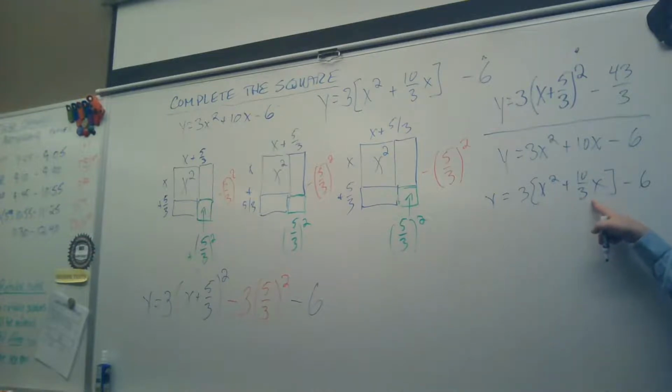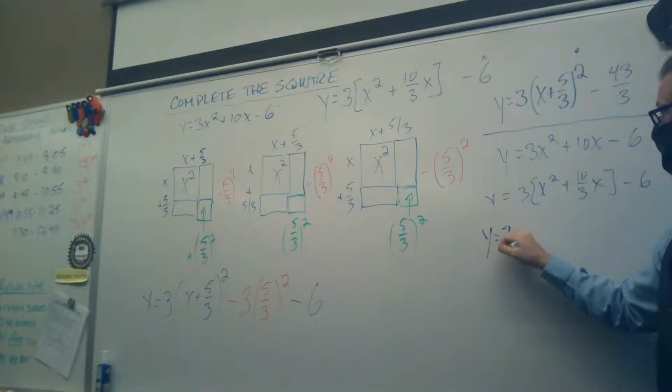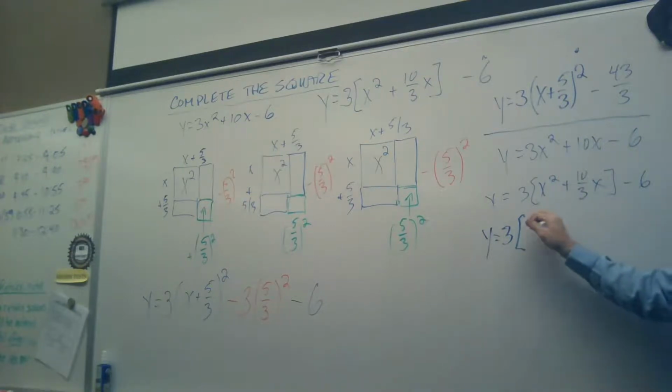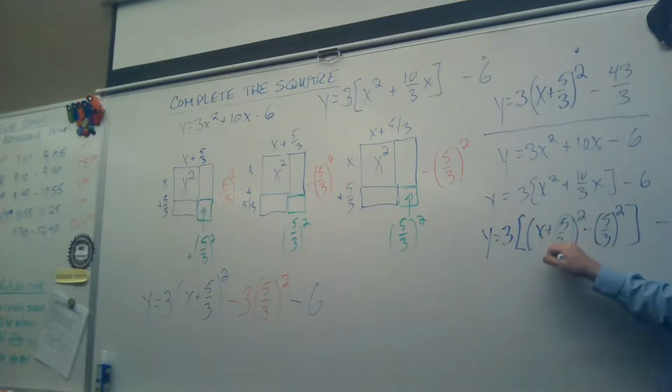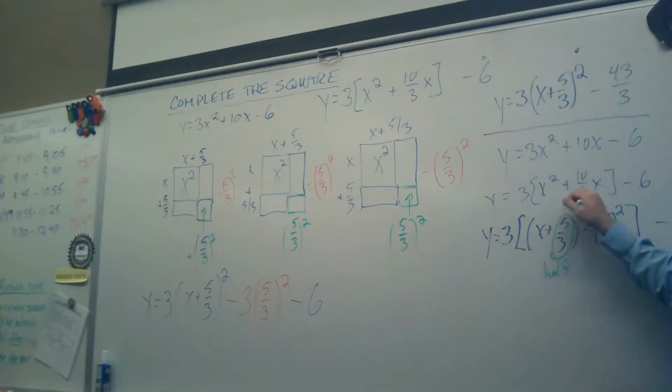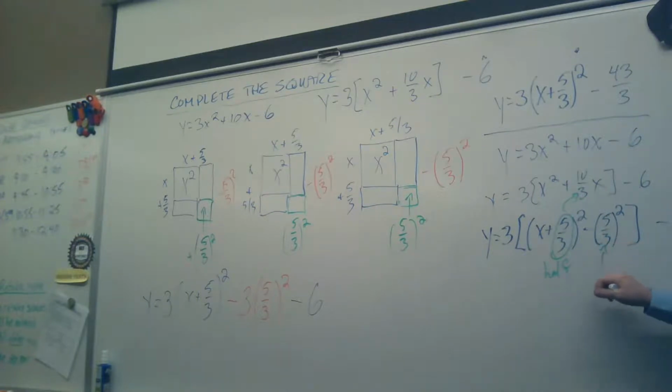Complete the square. Y equals 3 times, well, now I'm going to complete the square. X plus half of that squared minus that little square right there, minus 6. This is always half. This is always just half. And this is always the same number squared. This is the half squared. Because once I factor out the 3, this is just a normal, uncomplicated, complete the square.